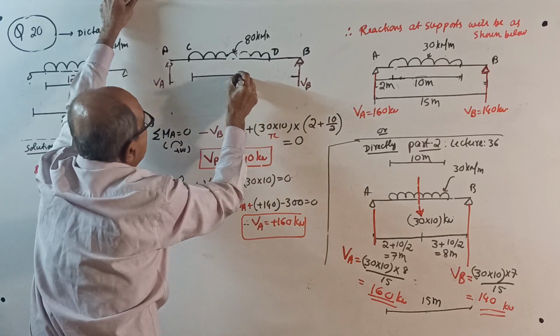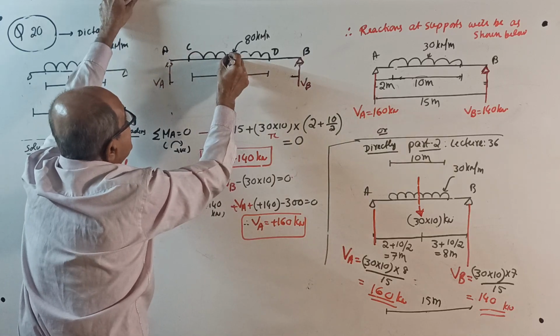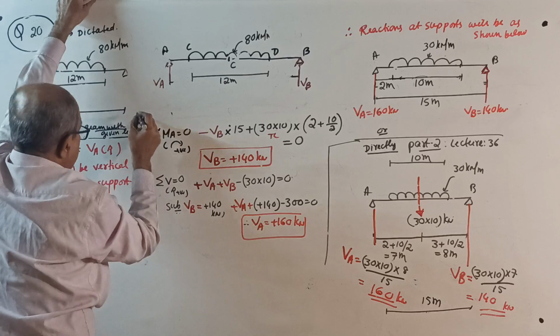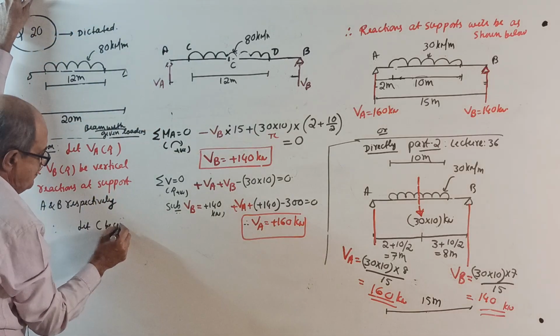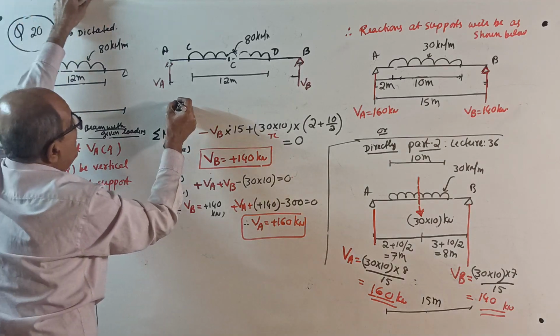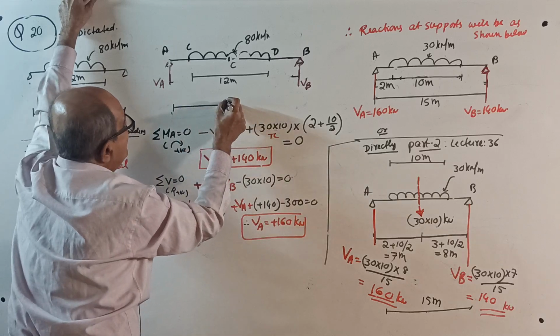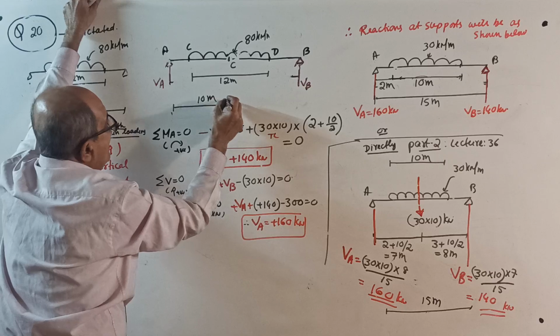Space problem, okay. 12 meter loaded length. Let C be the center of the beam, right here. That means from here to C, the total span is 20 meter: 10 meter and 10 meter.